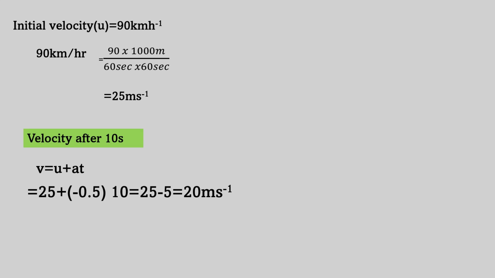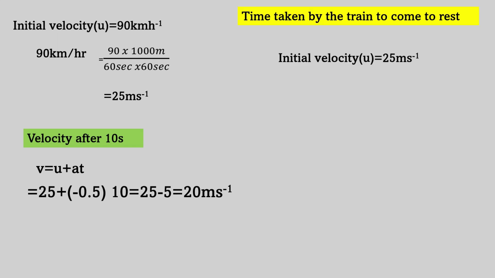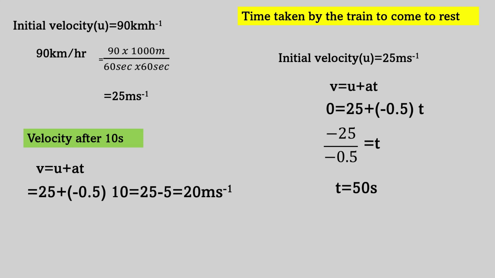ओके, नाउ यू आर टू फाइंड आउट व्हाट इज़ द टोटल टाइम टेकन बाय द ट्रेन टू कम टू रेस्ट। ठीक है, तो कम टू रेस्ट मतलब यहाँ पे फाइनल वेलोसिटी हो जाएगा मेरा 0, इनिशियल वेलोसिटी तो है ही 25 मीटर पर सेकेंड, और एक्सेलरेशन इज ऑलरेडी इट्स रिटार्डेशन दैट इज minus 0.5. So putting these things in the formula we get the time as 50.